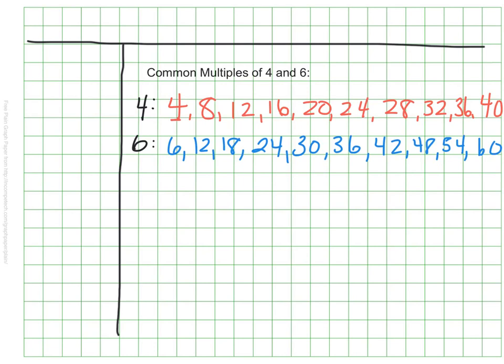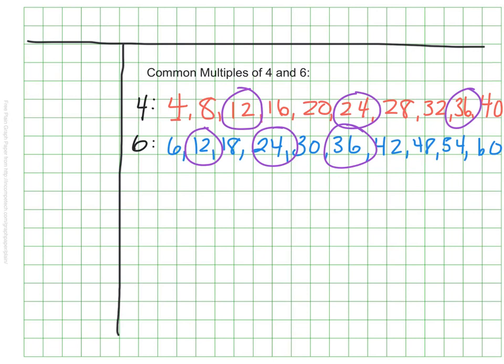As we look at the list now, are there any multiples that are appearing on both lists? Any multiples that both 4 and 6 share? Well, I see that 12 is on both lists. I also see that 24 is on both lists. And I also see 36 appearing as a multiple of both 4 and 6.